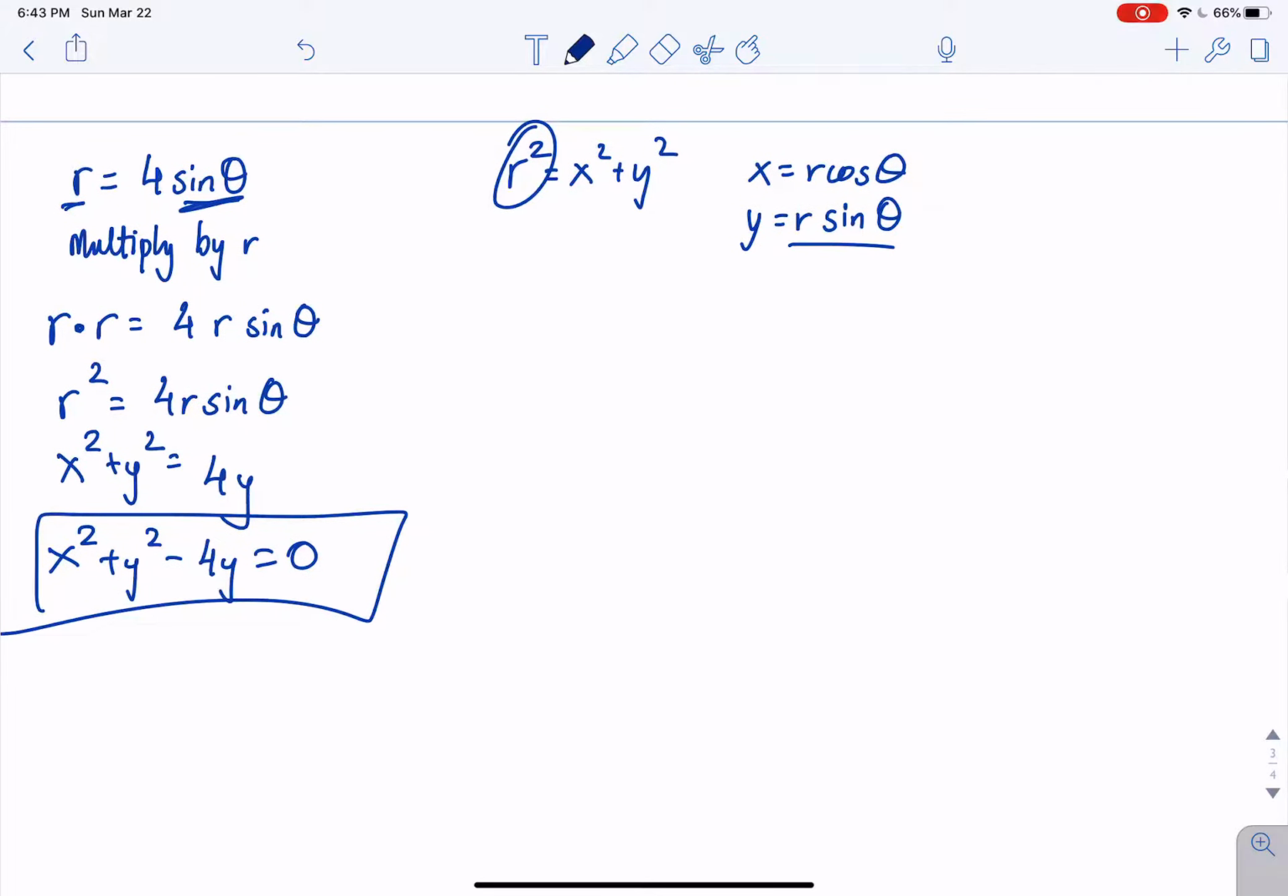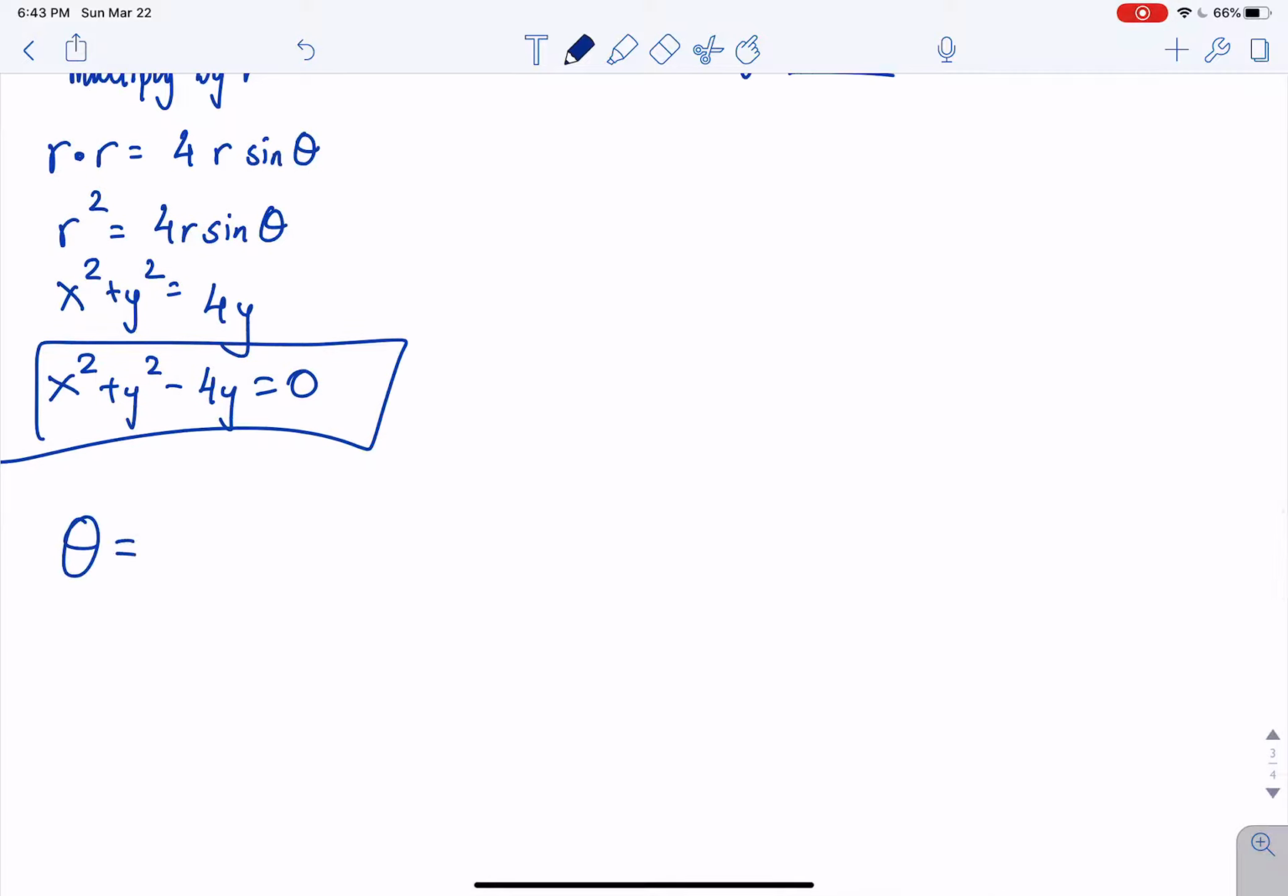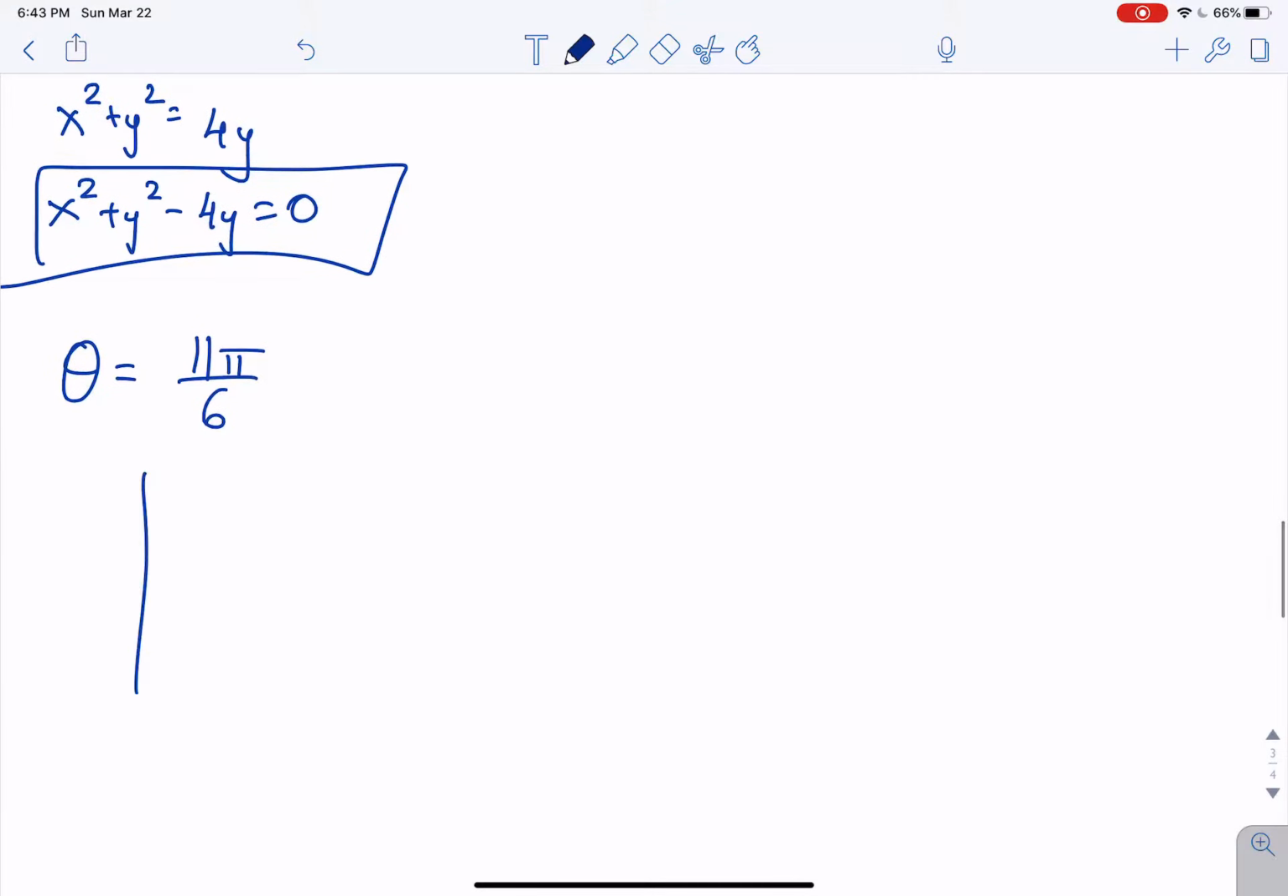Let's do one more. So we'll do theta equals 11 pi over 6. If we think about this, we know that 11 pi over 6 is down here, and it's saying theta is that, and r could be anything, which means that it's this line. So anytime you just see theta equals something, that makes a line equation in polar form.